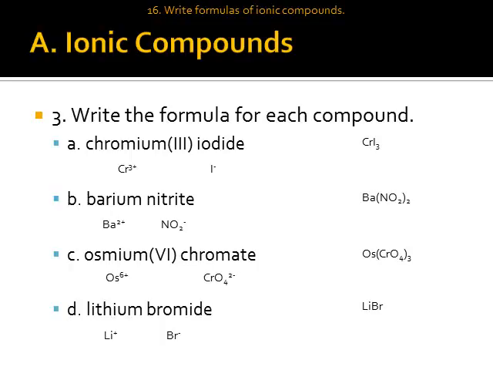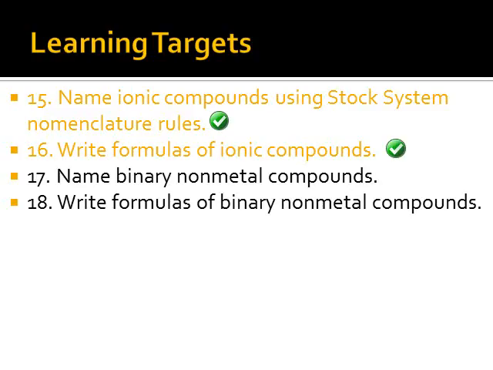Alright, that completes the second learning target here. We have both named ionic compounds and we have written formulas for ionic compounds. The next thing we want to do is look at binary nonmetal compounds, or another way to put that would be simple covalent compounds.